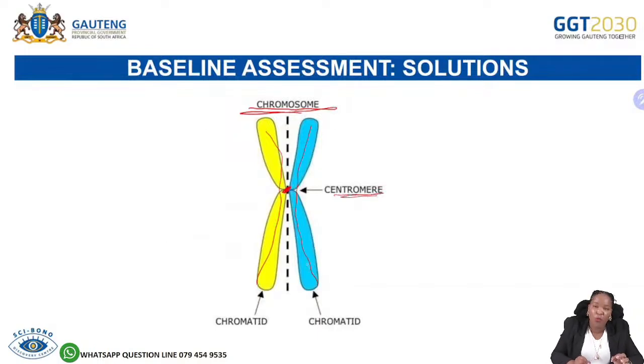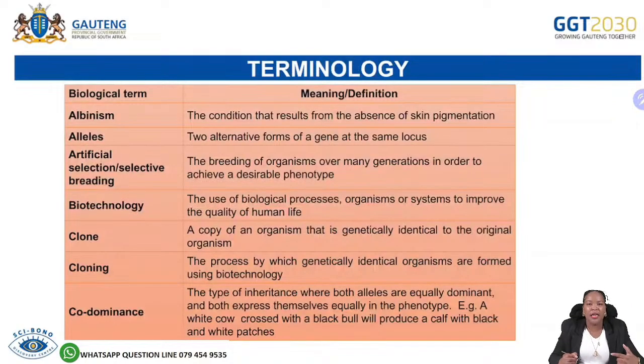And on a chromosome, we have just now established that you find DNA, and a particular portion of that DNA is called what? A gene. And these genes are what we are going to study. So this baseline assessment helps you to get to understand where we are going with today's lesson.